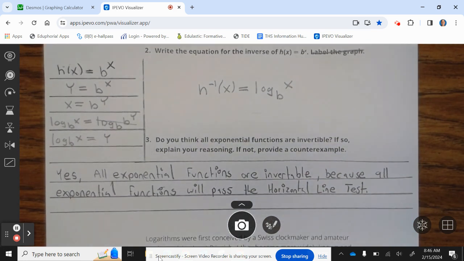All right, number 3. Do you think all exponential functions are invertible? If so, explain your reasoning. If not, provide a counterexample. Yes, all exponential functions are invertible because all exponential functions will pass the horizontal line test.